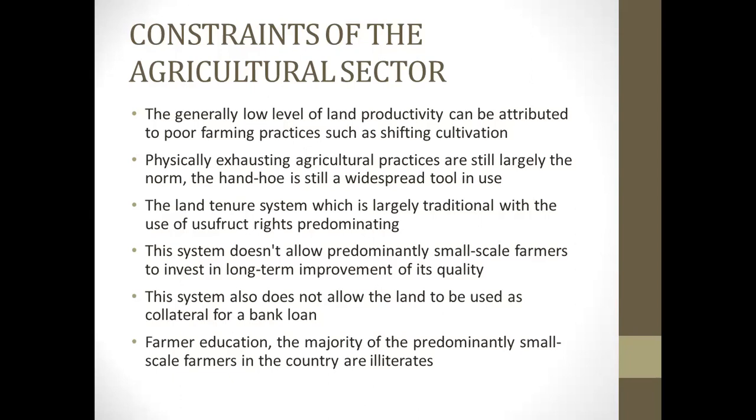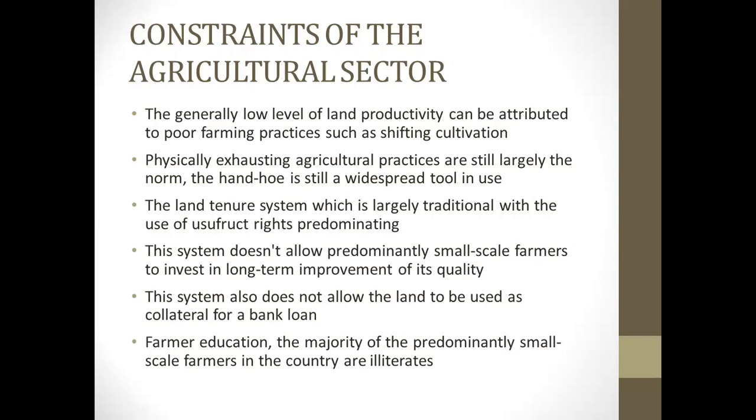And then also, physically exhausting agricultural practices are still largely the norm. The hand hoe is still a widespread tool in use. So the efficiency of using the cutlass, hoes, and all of those traditional old ways of cultivation is not as effective as the modern methods. So this actually is a challenge to the agricultural sector.